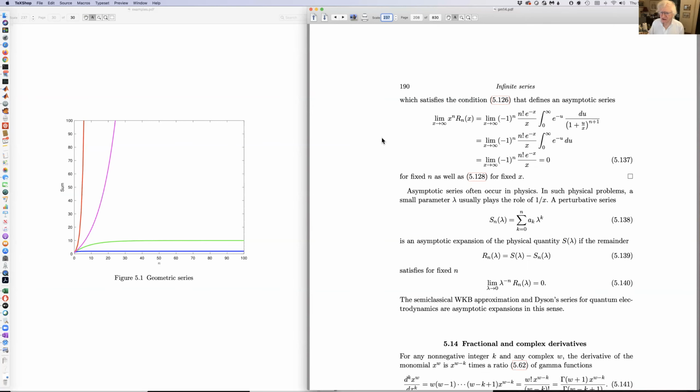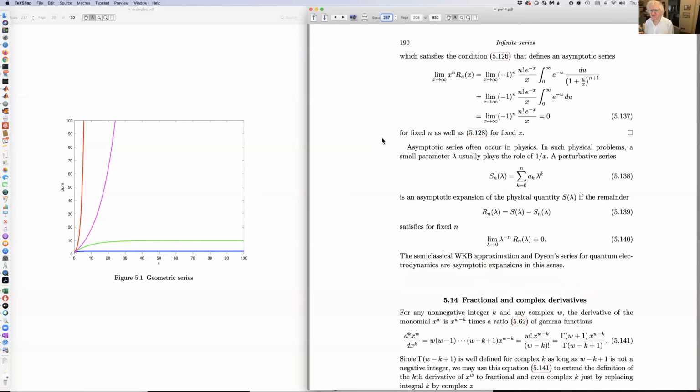It occurs often in physics when you've got a small parameter, lambda, say, and so instead of 1 over x, we just have some small parameter lambda. And we say, well, it's a good approximation if lambda to the nth power times the error goes to 0 as lambda goes to infinity.